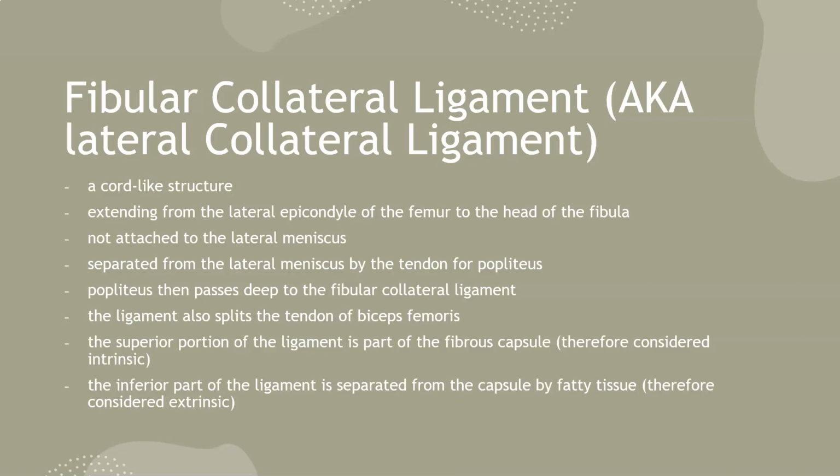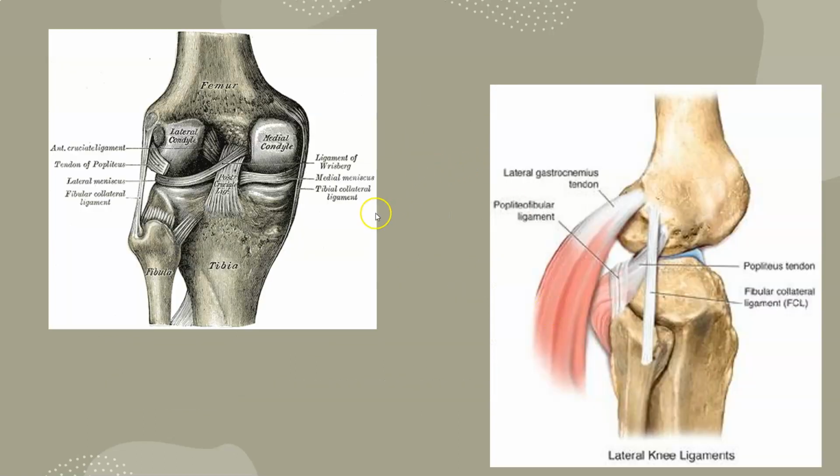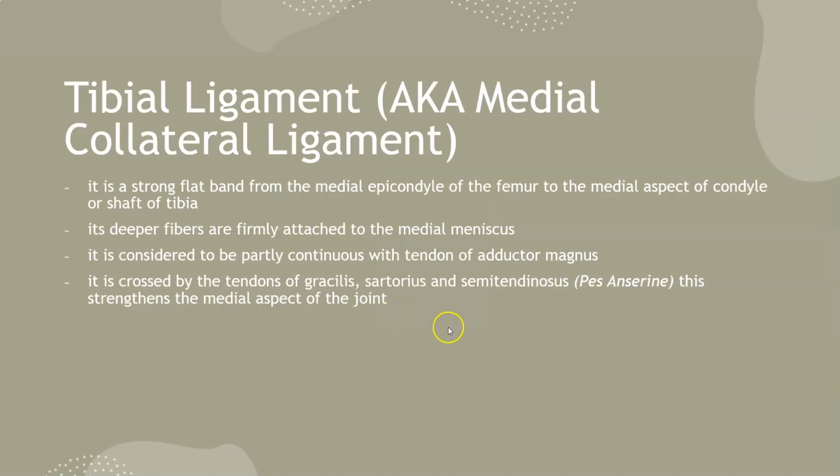So biceps femoris is another muscle we'll be taking here shortly, and it is a two-headed muscle that is found as one of the hamstrings as it comes around. The superior portion of this fibular collateral ligament is part of the fibrous capsule, therefore considered to be intrinsic, and the inferior part of the ligament is separated from the capsule by fatty tissue, therefore considered extrinsic. So we can see here some intrinsic sharing, but down in here there's a fat pad that sort of fills in the space here.